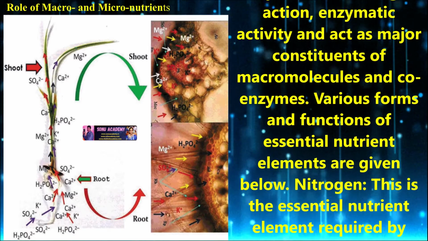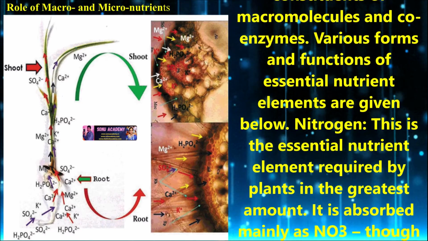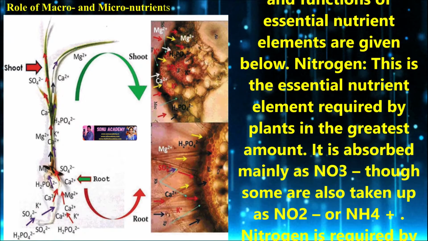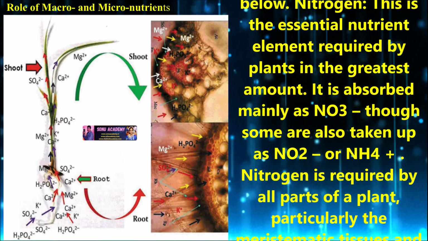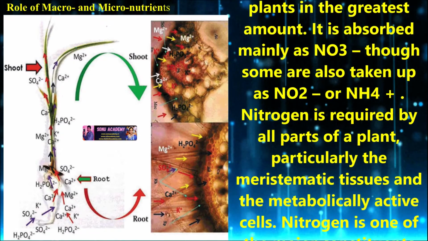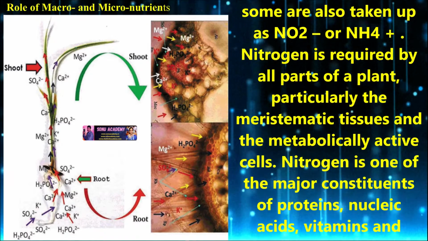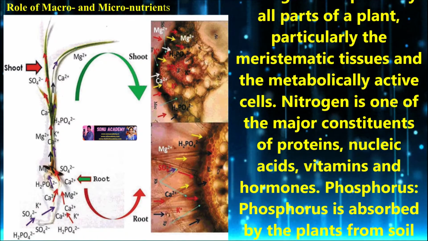First one is nitrogen. This is the essential nutrient element required by plants in the greatest amount. It is absorbed mainly as NO3-, though some is also taken up as NO2- or NH4+. Nitrogen is required by all parts of a plant, particularly the meristematic tissues and the metabolically active cells. Nitrogen is one of the major constituents of proteins, nucleic acids, vitamins and hormones.